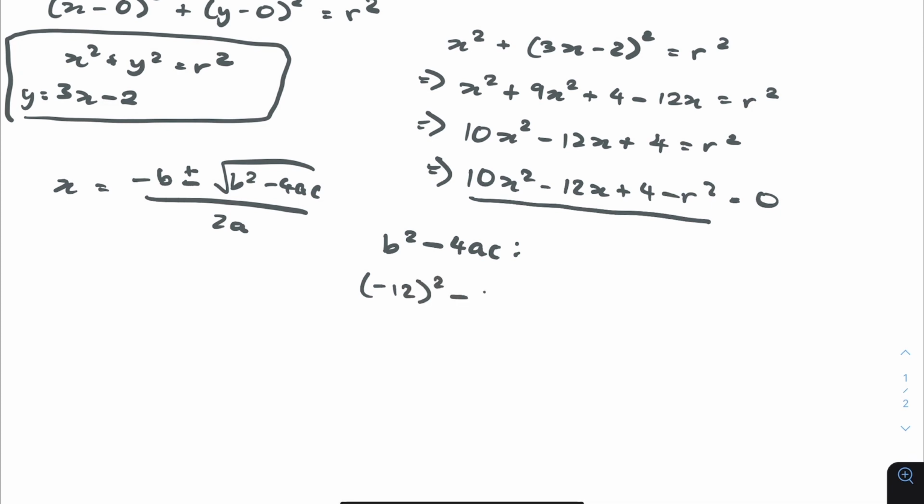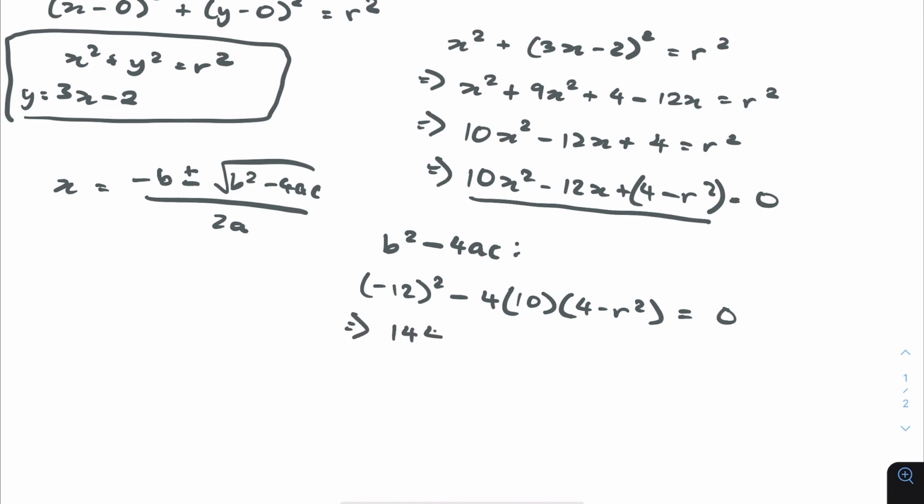Then it's subtracted from 4 times a, which is 10, and c, which is, well, you could actually put this in brackets, 4 minus r squared, because c is the term that's independent of x, and in this case, it's 4 minus r squared. Okay, and now we have to essentially make this less than 0. For the time being though, I'm going to make this equal to 0 because it makes it easier to solve for r and then find the values afterwards. So we'll find the values that make this equal to 0.